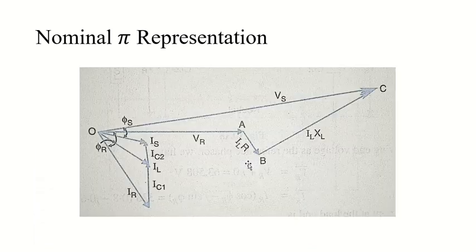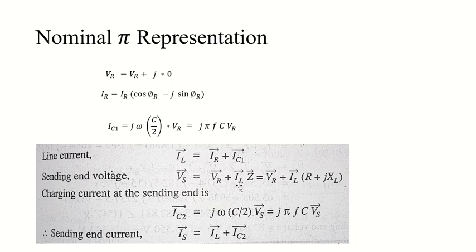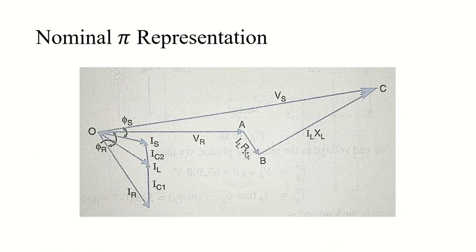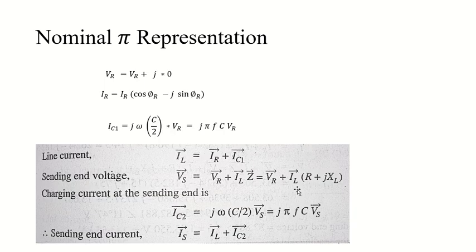Now what will be my sending end voltage? We derived it from this phasor diagram, remember? So sending end voltage will be VR plus this drop. What is this drop? This drop is the vector summation of these two, IL R plus IL XL. So VR plus this drop. What was that drop? IL into Z. What was the value of Z? Z's value was R plus jXL. See, IL into R plus IL into XL, so we took IL common and we will be left with R plus jXL. So that will be my sending end voltage.